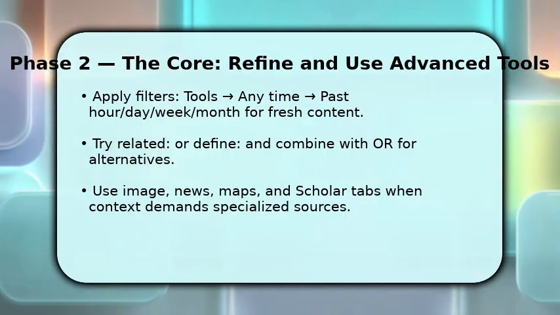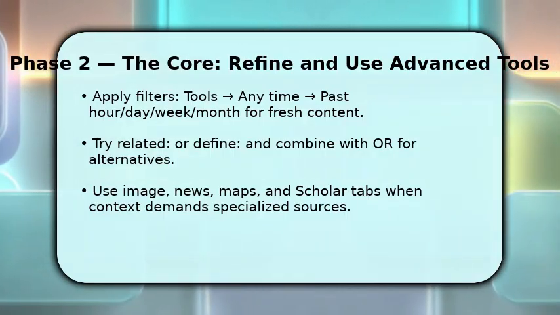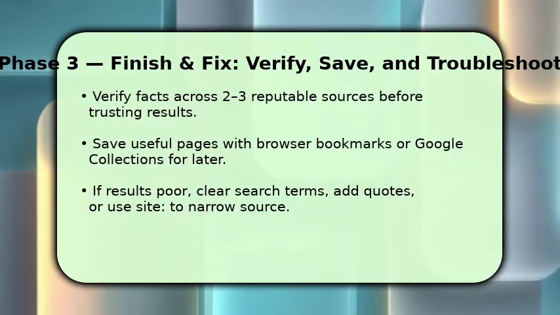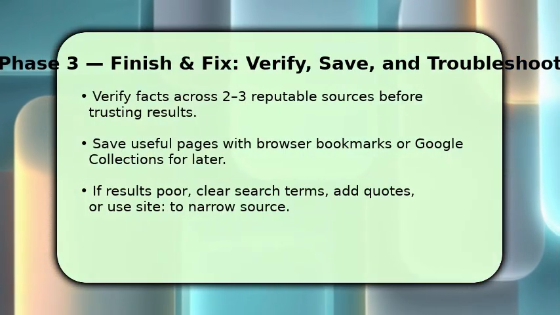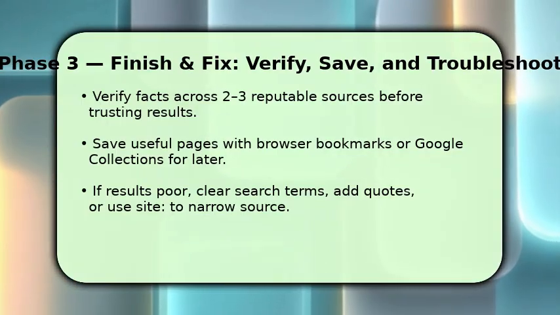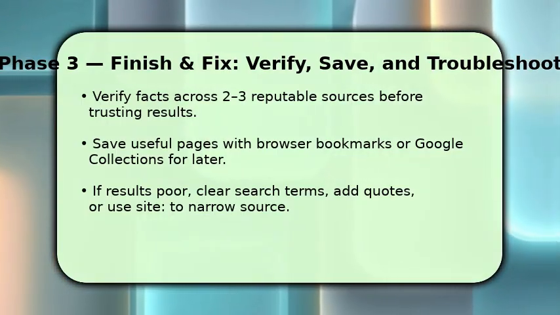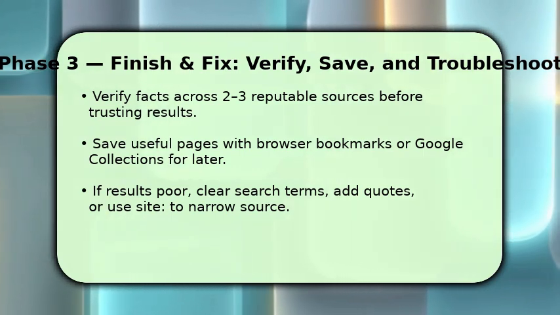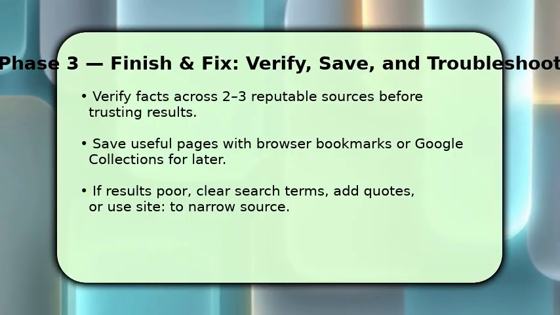Make sure to open 2-3 promising links, compare snippets, and adapt keywords based on what you find. You finish by verifying key facts across 2 to 3 reputable sources. This avoids relying on a single snippet. Save promising pages to bookmarks or Google collections so you can return quickly and export or copy essential excerpts.